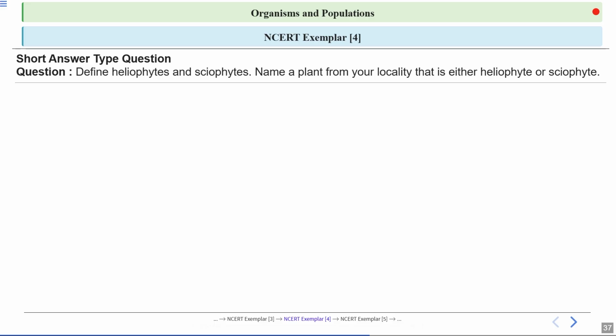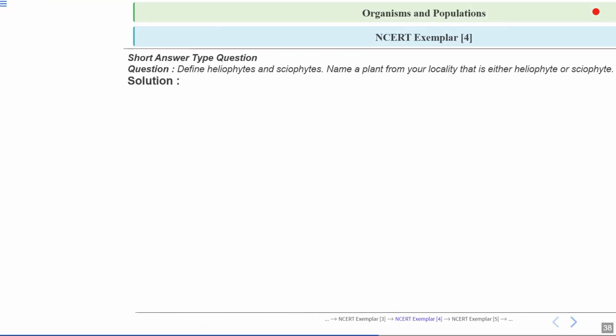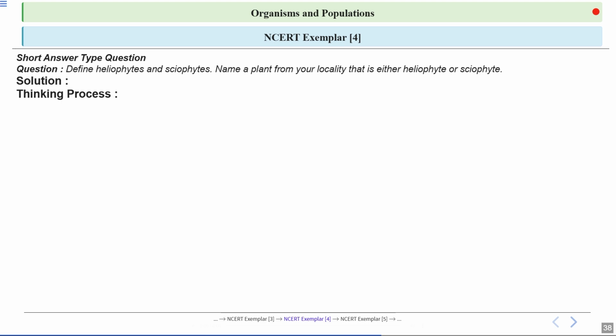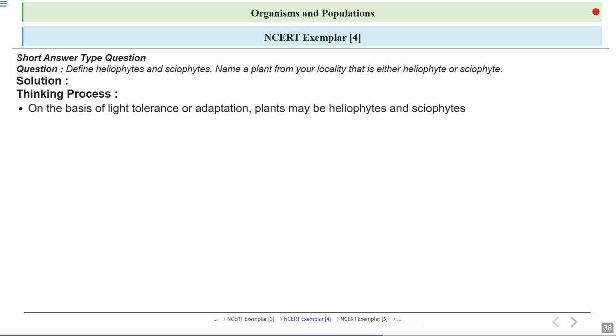Next question: define heliophytes and sciophytes. And you have to name a plant from your locality that is either a heliophyte or a sciophyte. Let's have a look at the answer. So this is a thinking process. On the basis of light tolerance or adaptation, plants may be heliophytes or sciophytes. So based on this, you have to answer this question. Now let's have a look at the explanation.